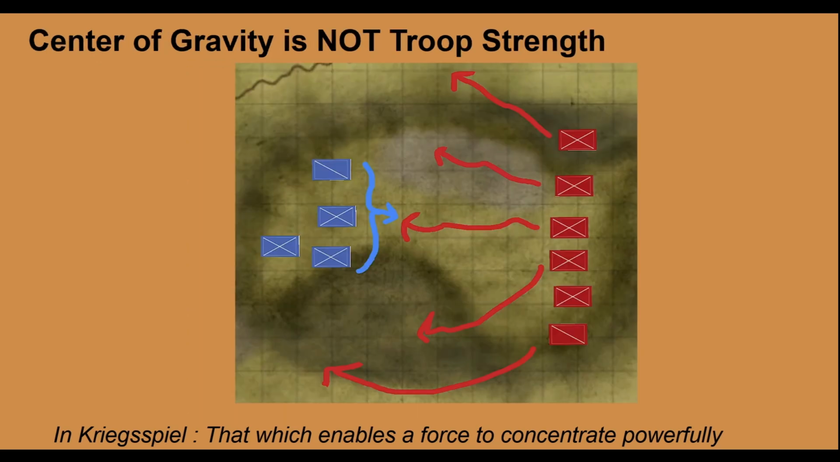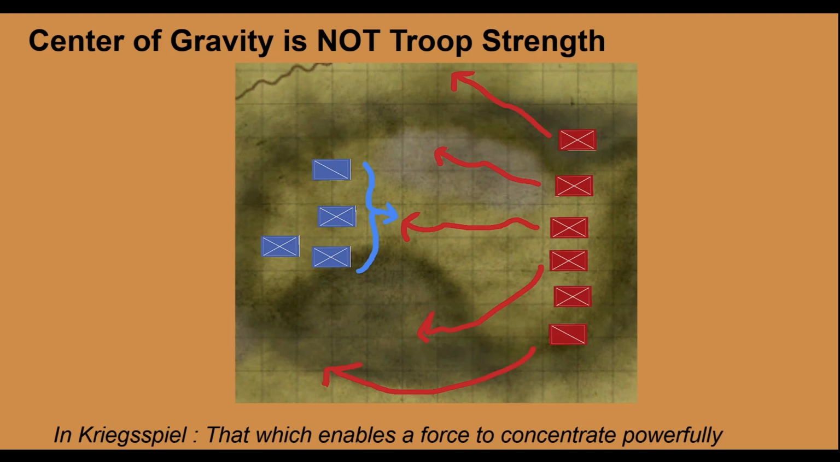But first of all, the center of gravity is not troop strength. So here's an example where the red on the right have 5 infantry and 1 cavalry. The blue on the left have 3 infantry and 1 cavalry. So you would think, oh, well, there's more gravity because there's more troops with the red.